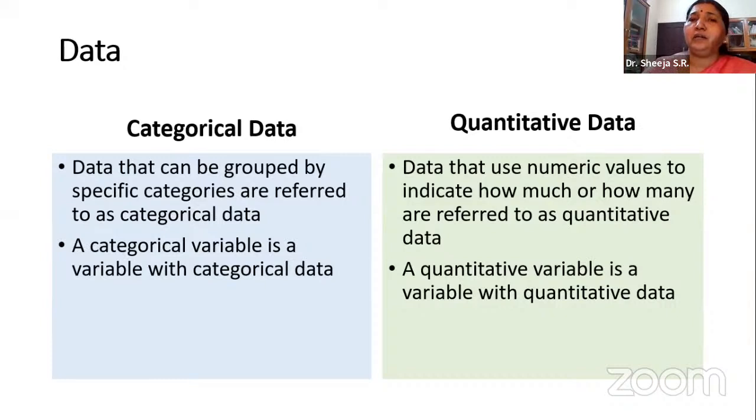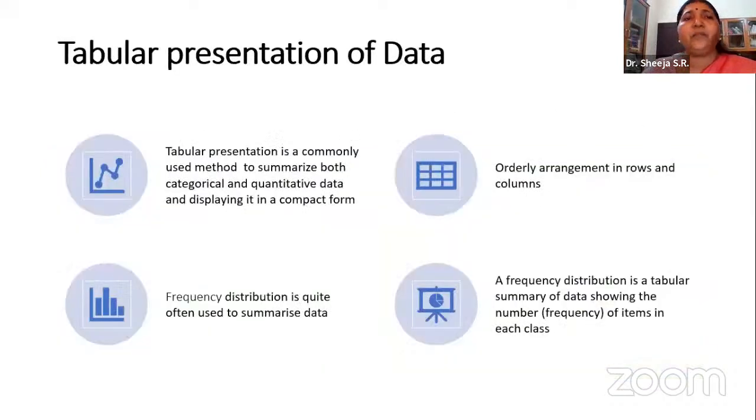However, in the case of certain variables, you can assign numerical values which indicate how much or how many. Such type of data is known as quantitative data. See, for example, what is your height? What is your monthly income? All these are quantitative variables, so numerical values can be assigned. So a quantitative variable is the variable with quantitative data. So broadly, we can classify data into categorical data and quantitative data.